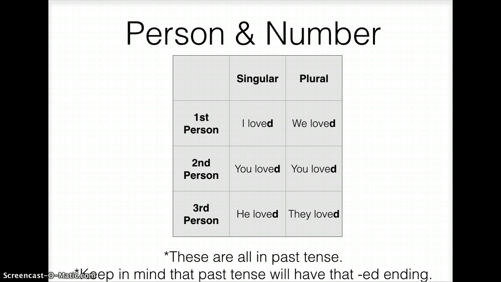Okay. So this is another chart for person and number. These are all in past tense. Keep in mind that past tense will usually have that ed ending. So we're using the same example, just transferring it into past tense. So first person singular, I loved. First person plural, we loved. Second person singular, you loved. It's the same for plural. Second person plural, you loved. Third person singular, he loved. Third person plural, they loved.